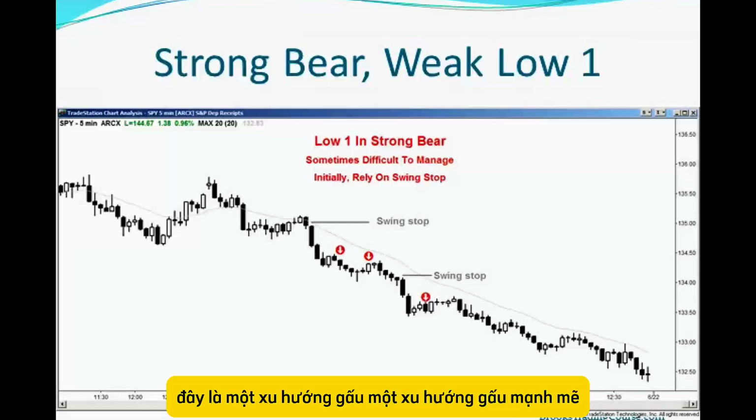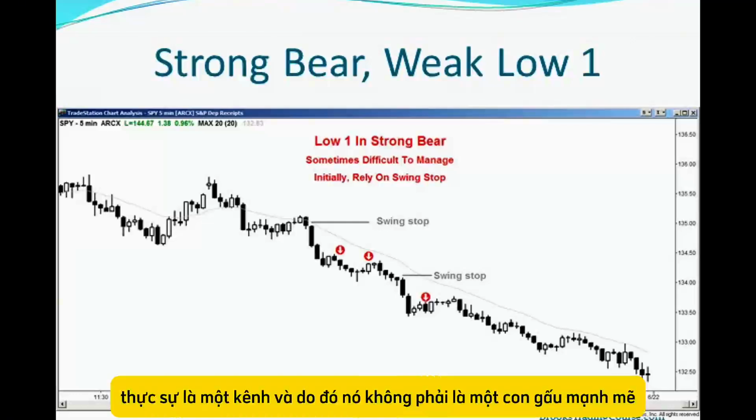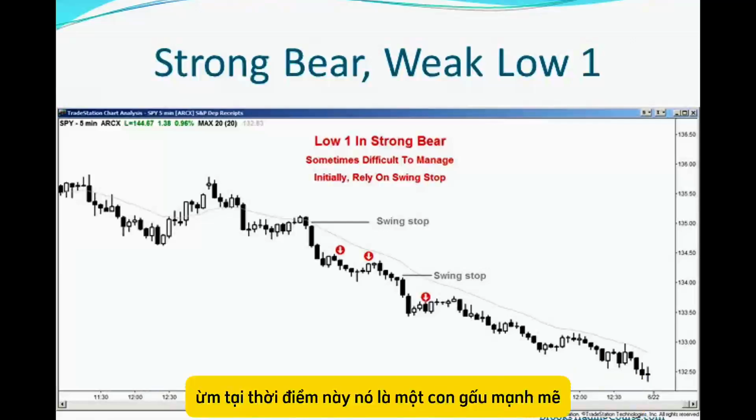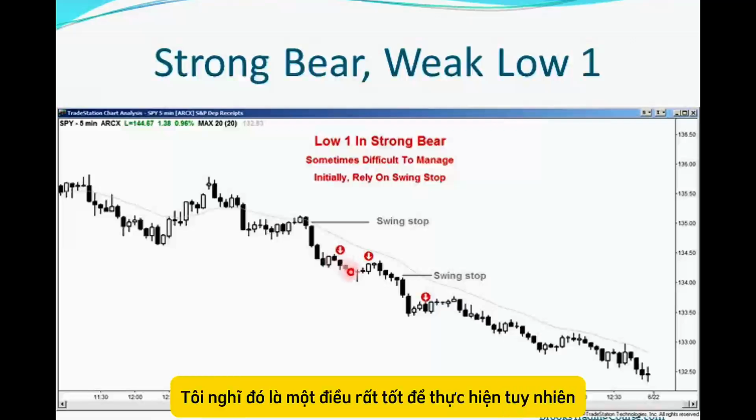Here's a bear trend, a strong bear trend. You can argue, well, Al, it's really a channel, and therefore it's not a strong bear. At this point, it is a strong bear. We have a breakout, and here's a low 1 short. And it's a pretty good low 1. This is a strong low 1 short. I think that's a very good one to take.